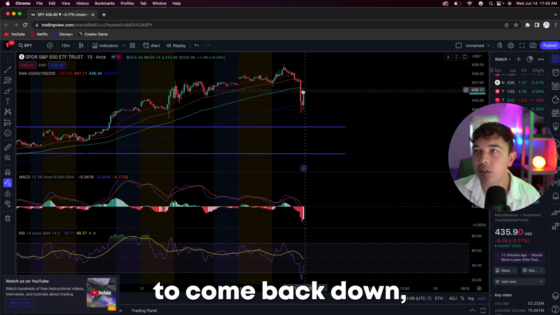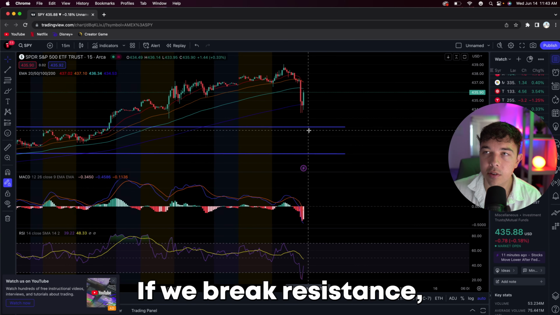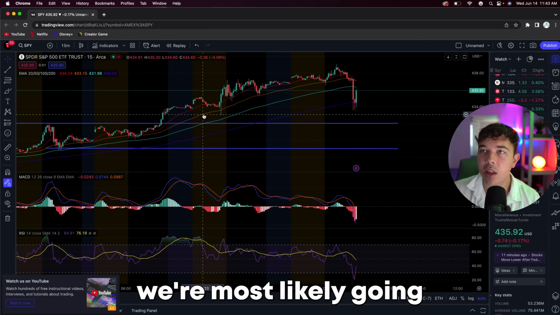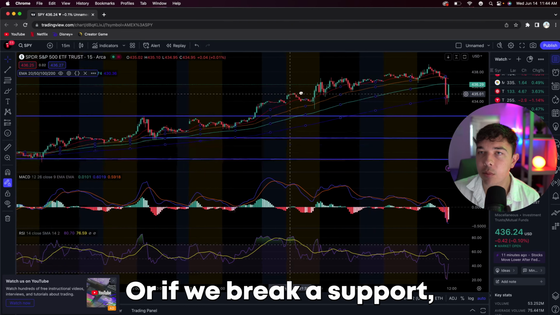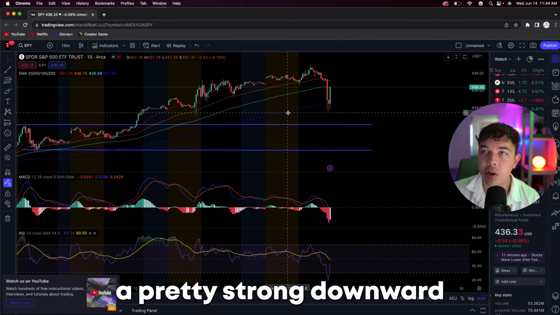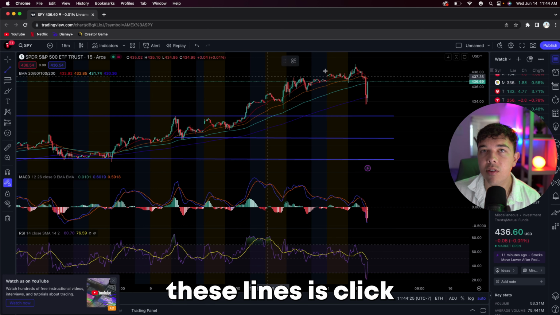Now, if we were to come back down, our previous resistance will now become our support. If we break a resistance, we're most likely going to have a pretty strong trend up for a couple of days, or if we break a support, we are most likely going to have a pretty strong downward trend for a couple of days.